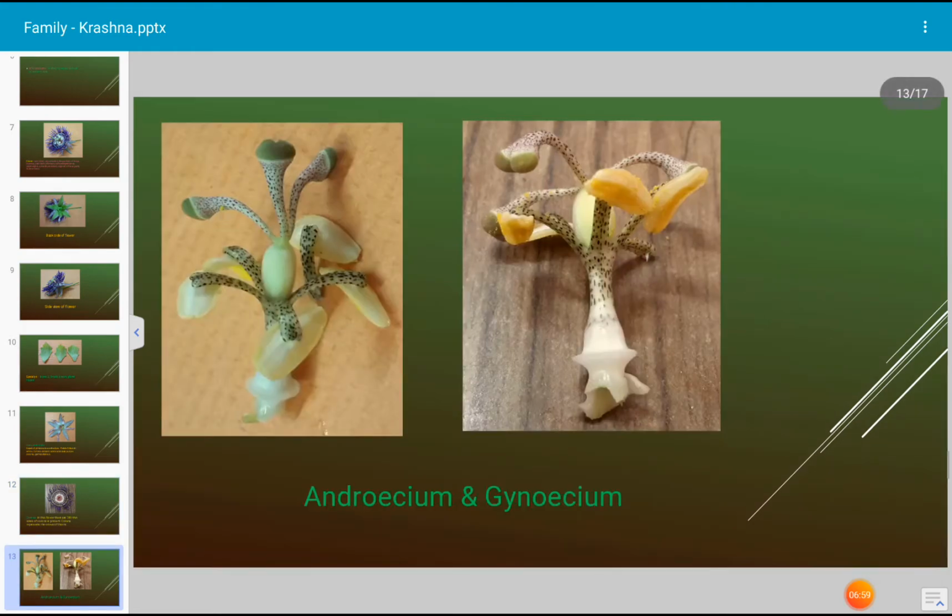Next, this is the androecium as well as the gynoecium shown in the photograph. To the left side, this is the younger androecium and gynoecium, and to the right side this photograph is somewhat mature. It has mature anthers, anther lobes, mature stigma, and color has changed. When the flower has androecium and gynoecium both present, it is a bisexual flower, or such a flower is described as a hermaphrodite flower.